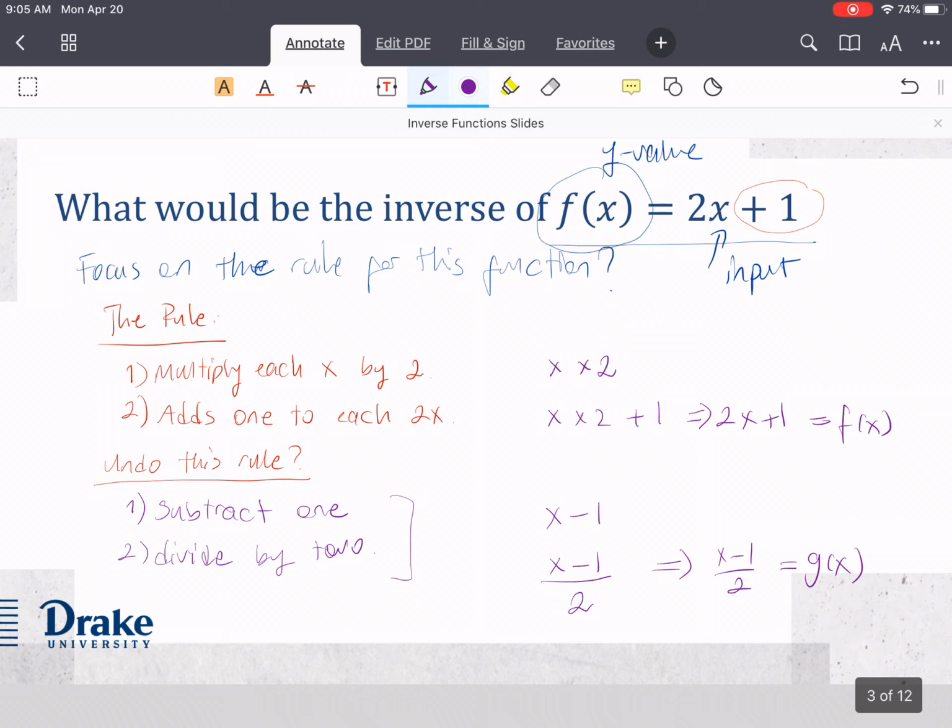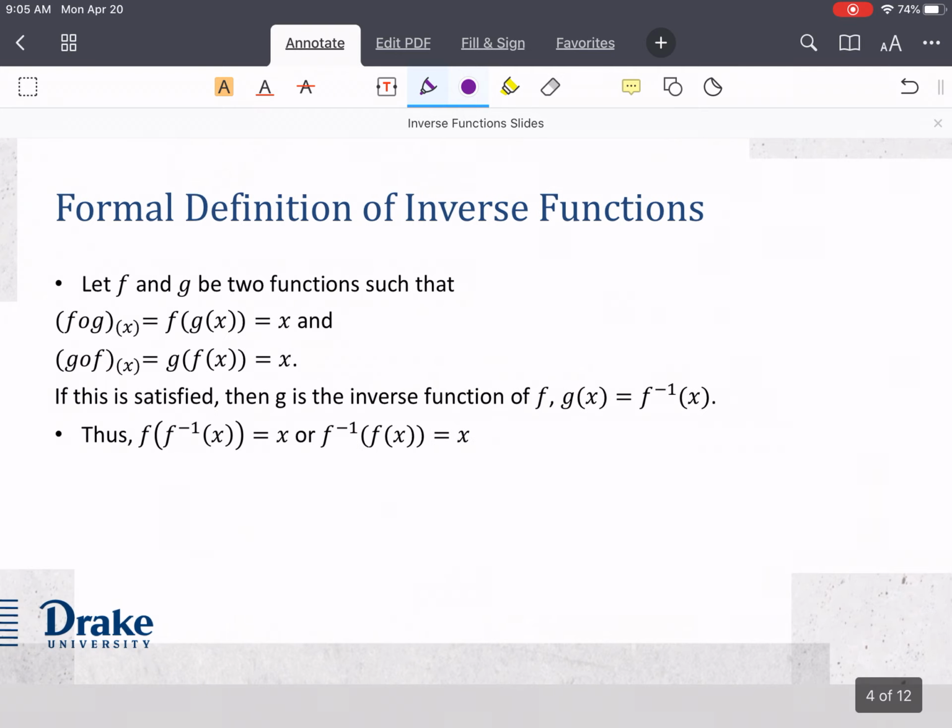So this is more like a procedural, more like an interesting way of looking at inverse relationships. Now what I'm going to do is provide you the formal definition of inverse functions.